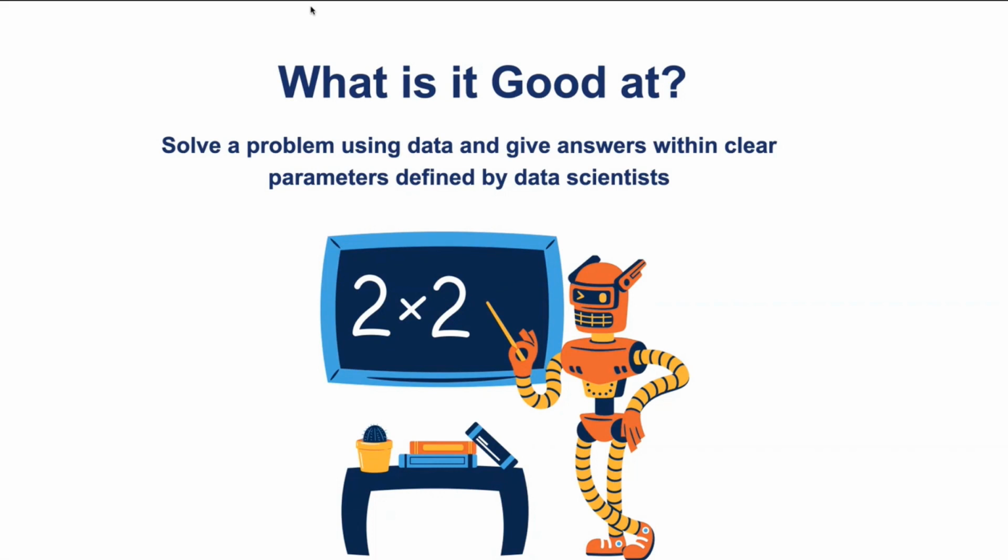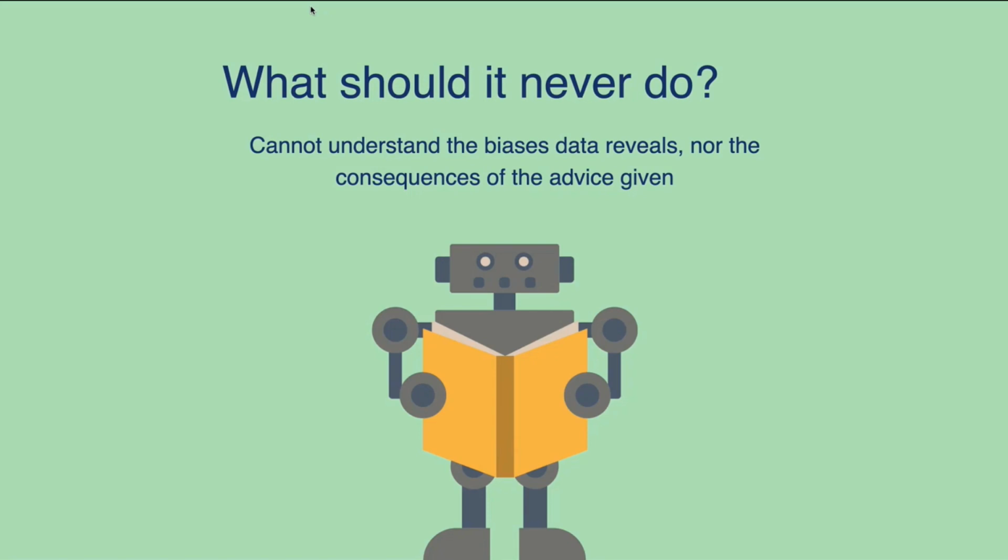Okay. And what is it not good at? We saw some of this earlier. Limitations, right? Limitations and risks. What is the limitation and risk? It cannot understand the biases the data reveals, nor the consequences of the advice given. So if the machine tells you to sell this stock, having looked at your sentiment analysis, the stock data, the market prediction, and it tells you to sell this stock, then what importance or what consequences that will have on you or your financial situation, the machine doesn't understand. So we can understand that the machine has some limitations.